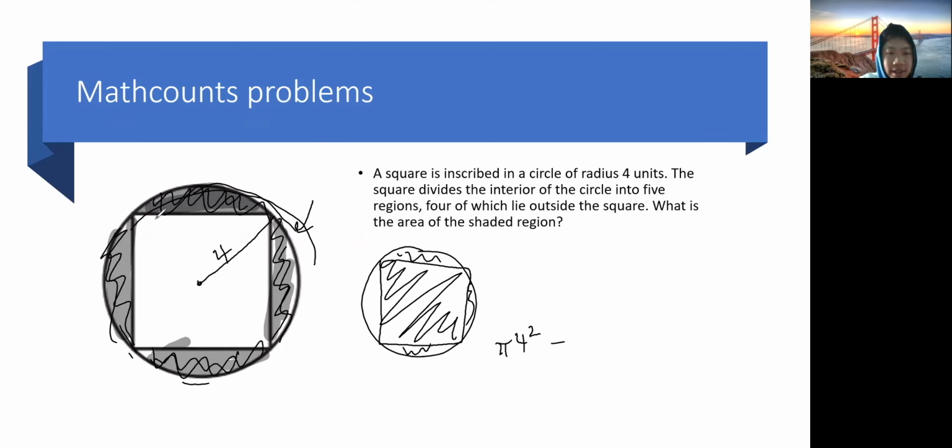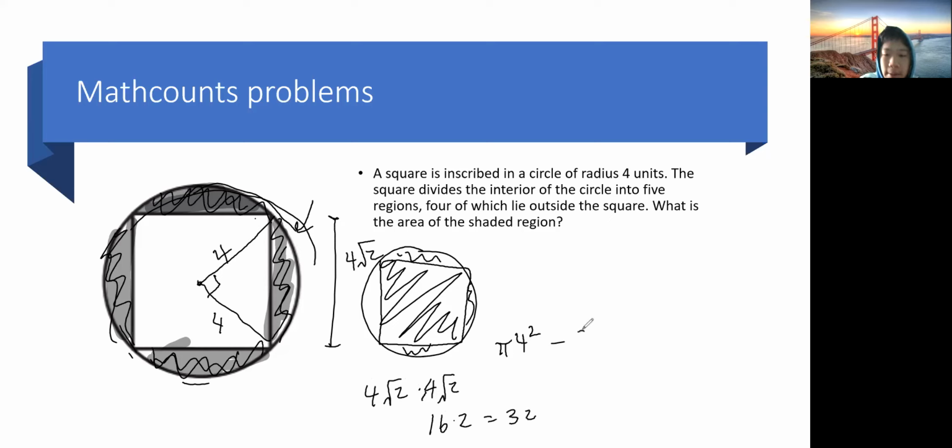We don't know the side length of the square, but we can find it through the Pythagorean theorem. This is 4, this is 4. Now we have a right triangle. This is going to be 4 times the square root of 2, if you were to do that. So the area of the square would be 4 square root 2 times 4 square root 2. 16 times 2, which is going to be 32. So this is the area of the 4 shaded areas.